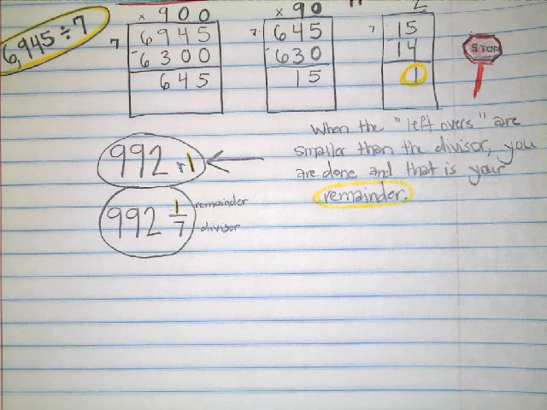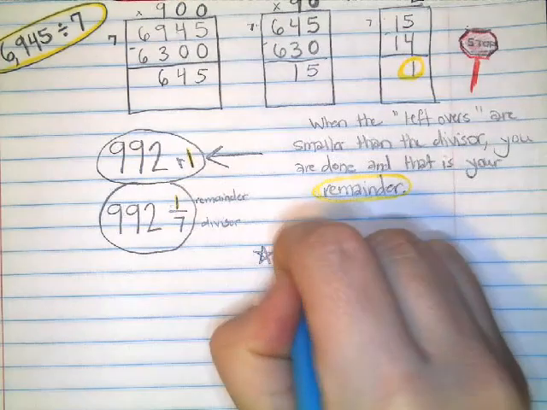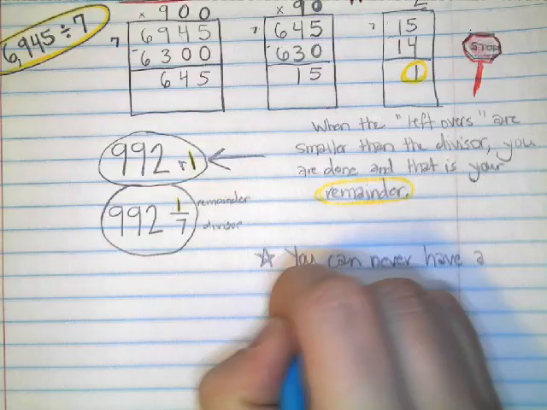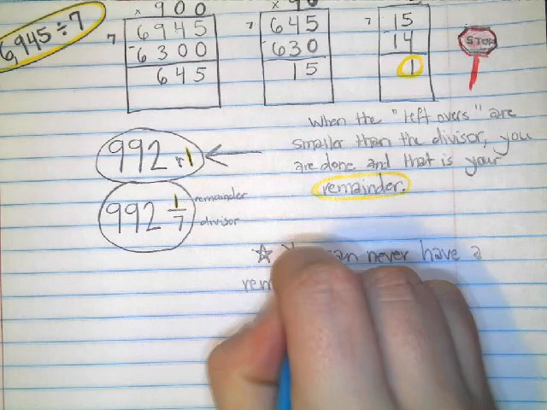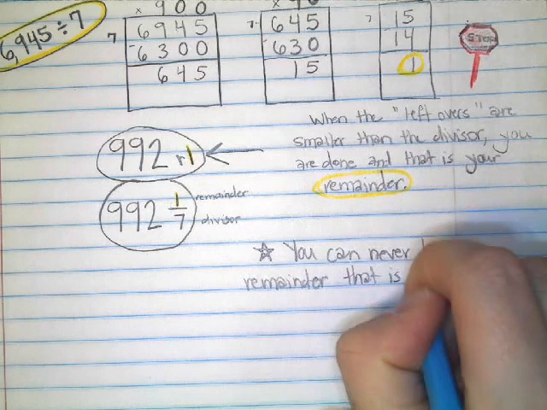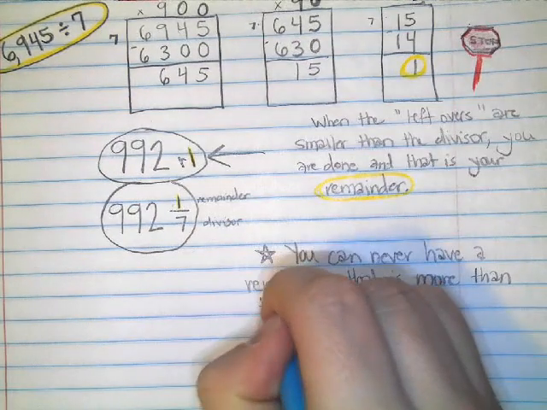What if I had a remainder of 2? Would that still work? Sure. What about 3 or 4 or 5? Yes. Or 6? Yes. What if I had a remainder of 7? That wouldn't really make sense because I would have remainder 7 or 992 and 7/7, which is just another whole. So you can't have a remainder that is more than your divisor. Let's put that with a star. You can never have a remainder that is more than the divisor. I should say greater than, but more than is fine.